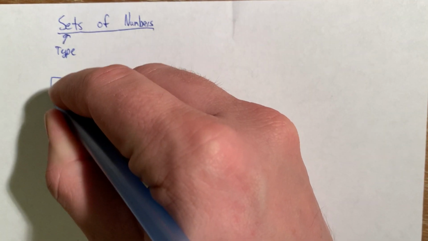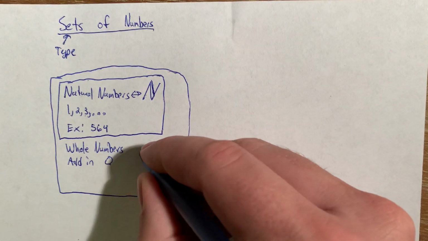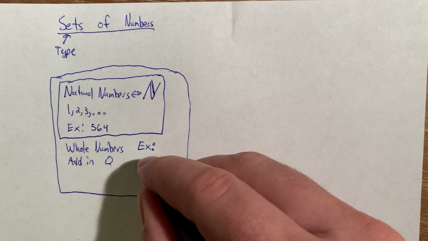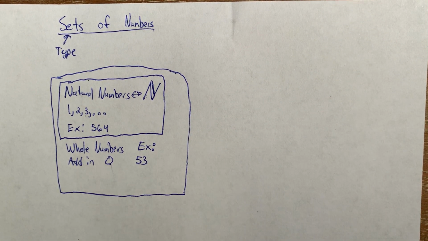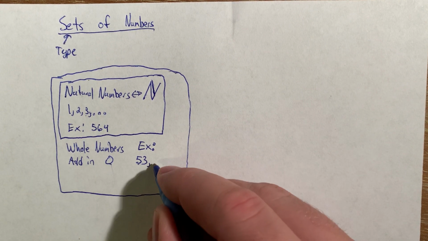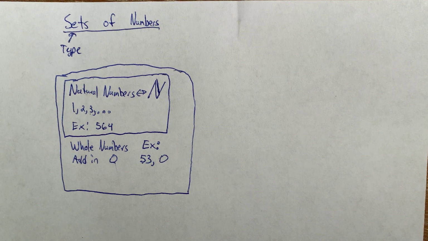And so we're going to write it like this. So for example, 53 is a whole number. It's also a natural number, but so is 0, right? So these are some whole numbers.